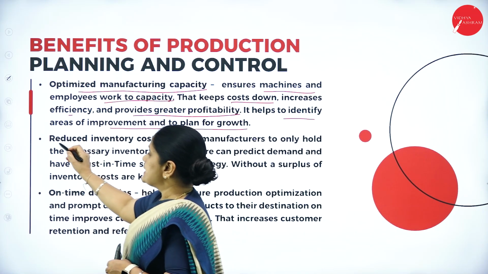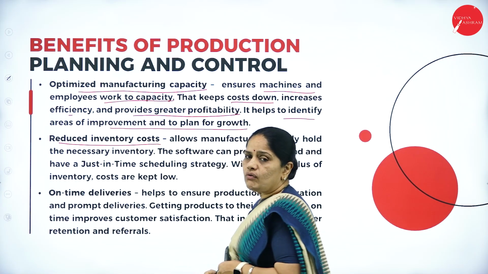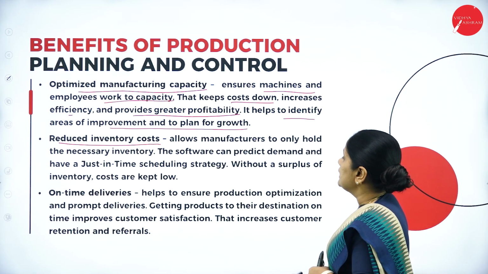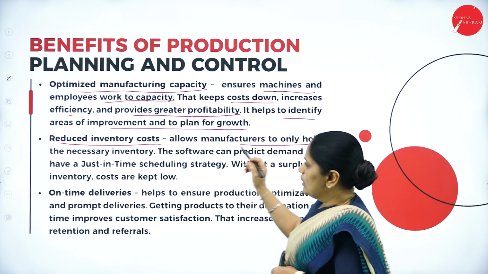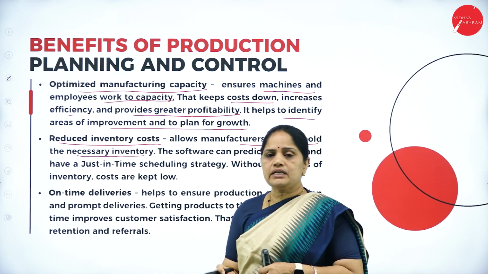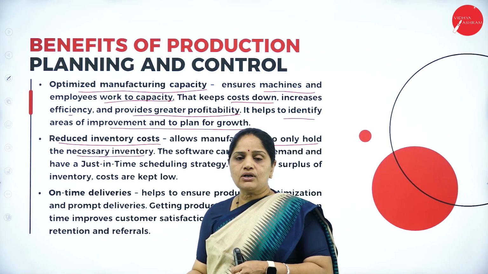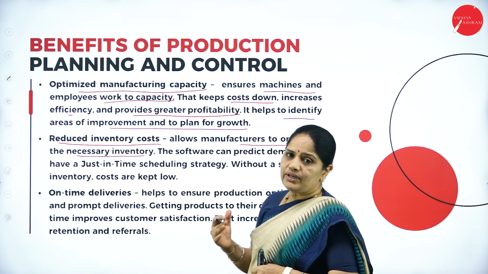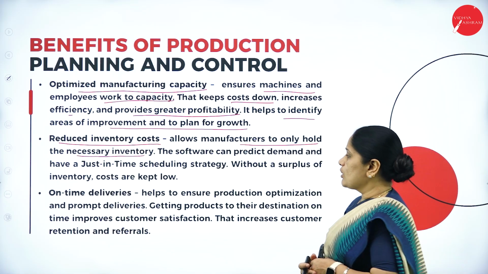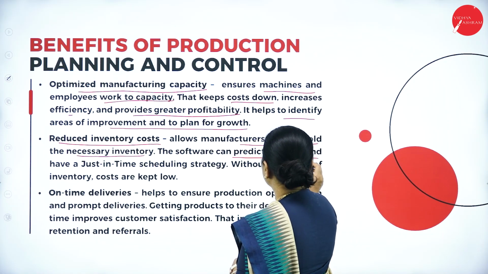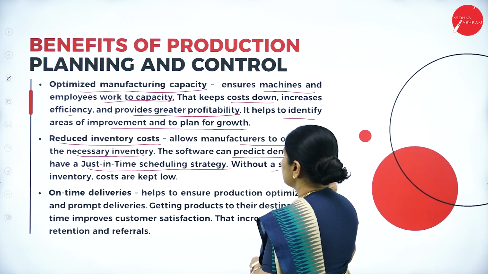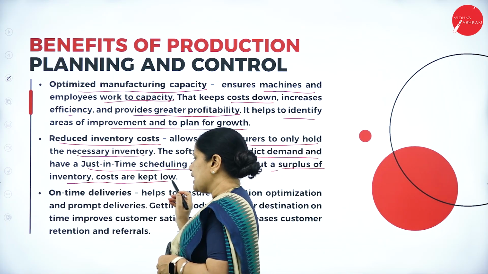Then second one is reduced inventory cost. So what is this reduced inventory cost? So cut down on the stock of inventory. So it allows manufacturers to only hold the necessary inventory. Whatever is the most essential raw material, only that can be purchased by the organization. So in this way, we can ensure that the funds are not locked up in purchase of the stock of raw material. The software can predict demand and have a just-in-time scheduling strategy. Without a surplus of inventory, costs are kept low.